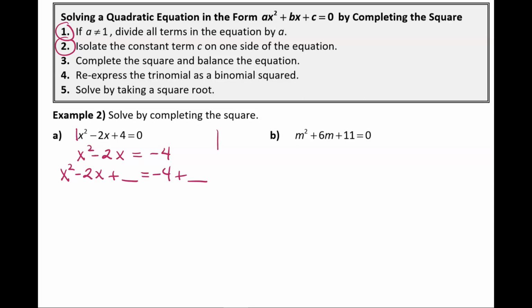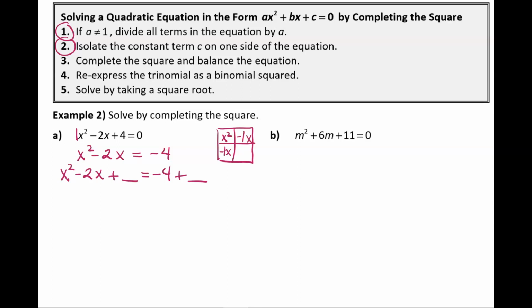And I use a box to complete my square. It's more of a literal square. And I write the first term in the upper left corner. Then I take that middle term and I divide it into 2 equal pieces. Negative 2x divided into 2 equal pieces is negative 1x and negative 1x.